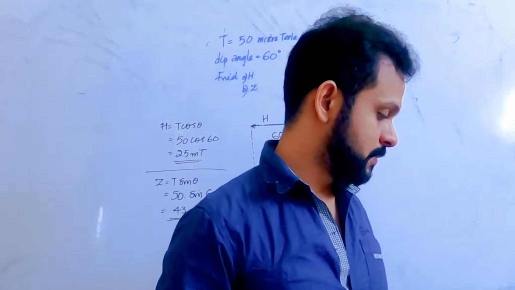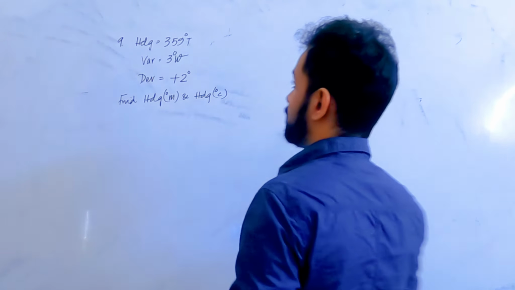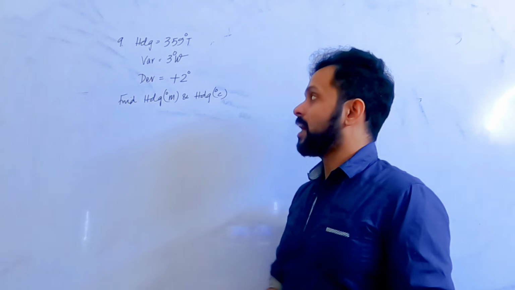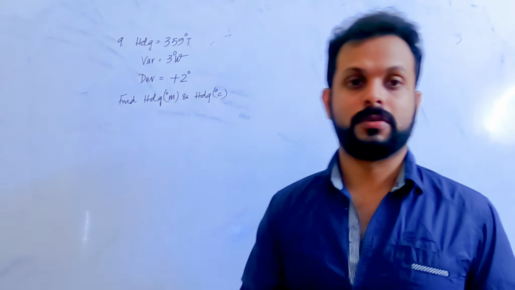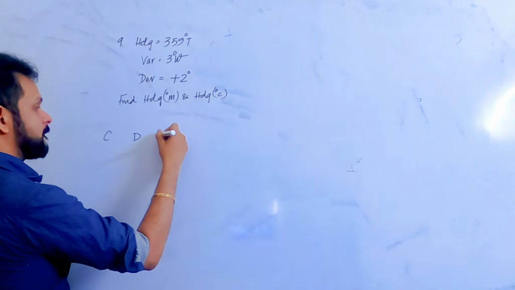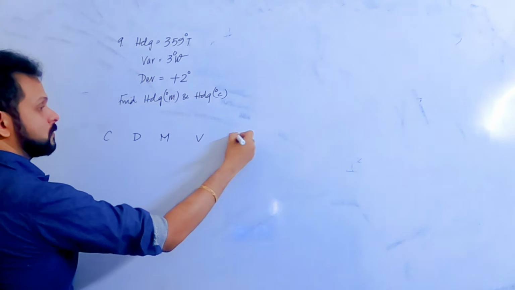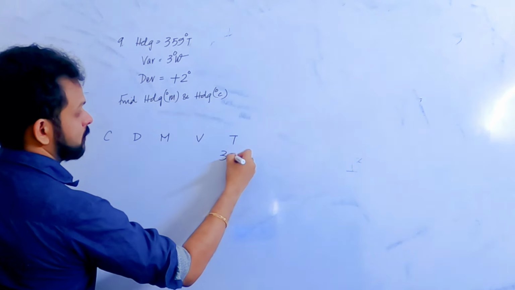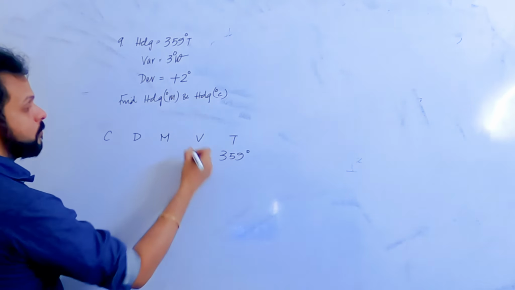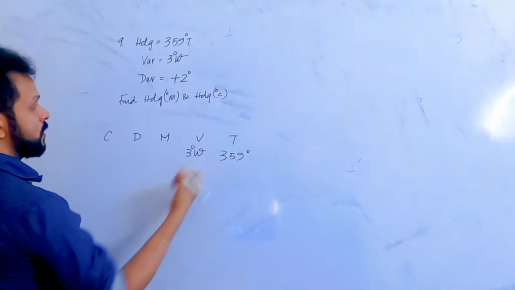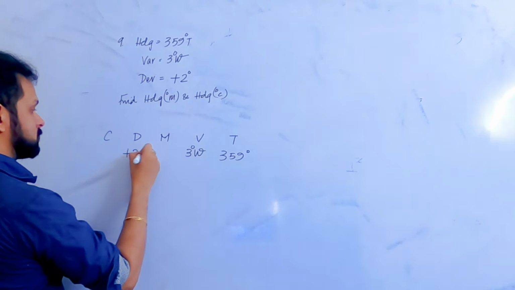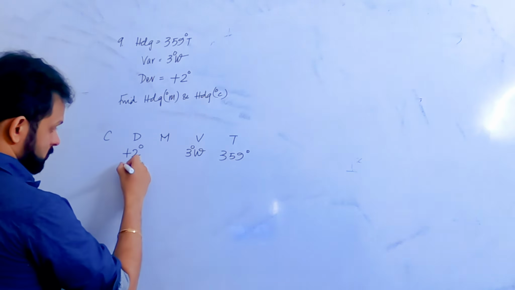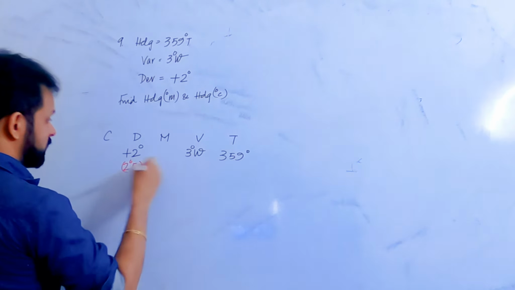Yes, perfect. So true heading is given as 359 degrees, variation is 3 degrees west, plus 2 degrees of deviation, and we need to find the heading in magnetic and compass. So we are writing CDMVT. We are given the true heading is 359 degrees. Variation we are given 3 degrees west. And deviation we are given as plus 2 degrees. What deviation is that? That is basically 2 degrees east. So easterly deviation of 2 degrees east.